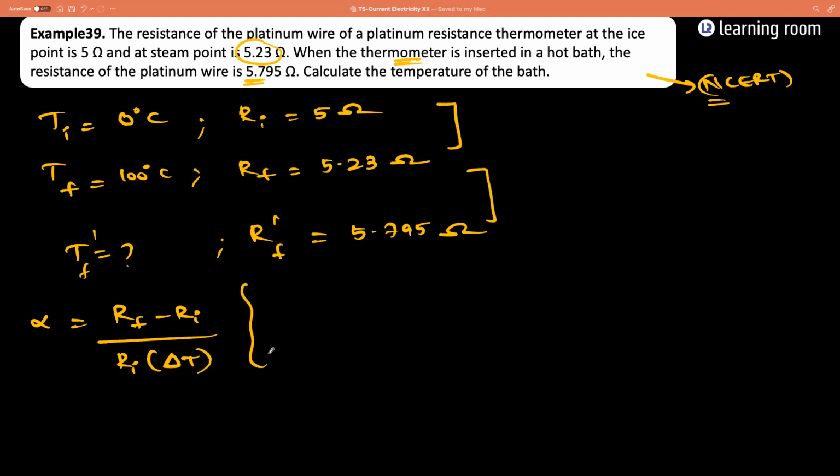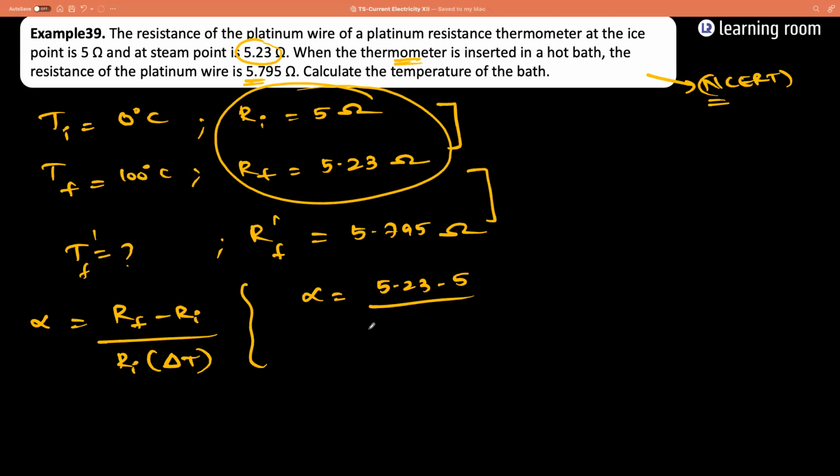Yes, sir. So alpha is equal to, if I take this process, R final minus R initial divided by R initial into delta T. How much is delta T? 100. That is 0.23 divided by 500, right? Per degree Celsius.